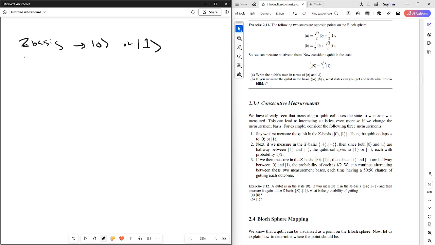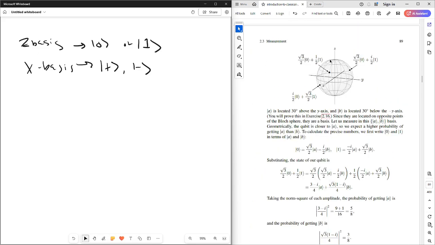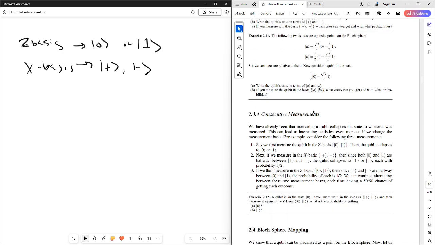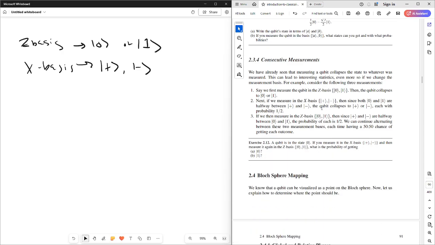If we measure the second time in the x basis, then it'll collapse to plus or minus, and 0 and 1 are halfway in between. Let's see if they have that Bloch sphere. So 0 and 1 are halfway in between plus and minus, here and here at the poles, right? So they will collapse with equal probability to plus or minus. Now we've got one that's in plus or minus.